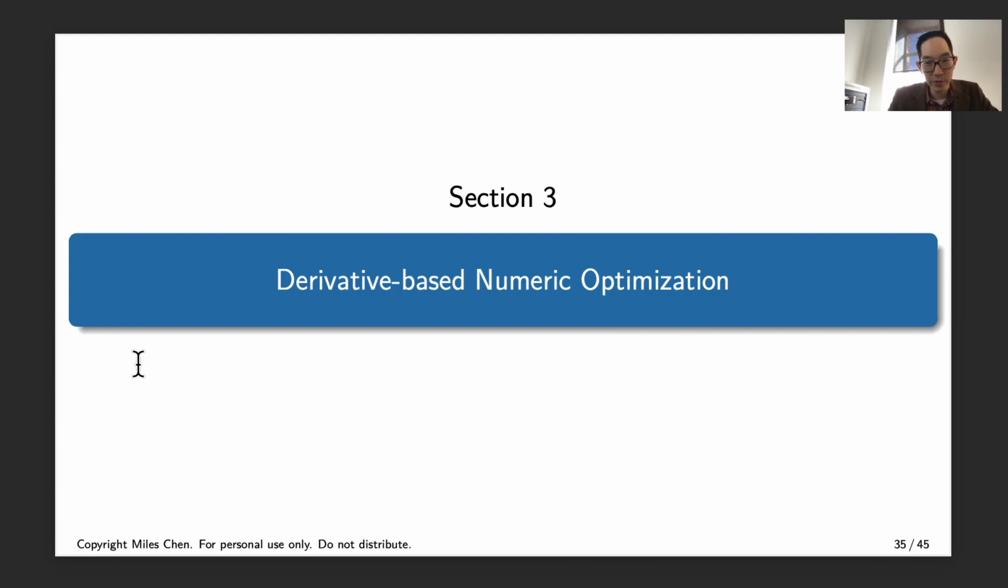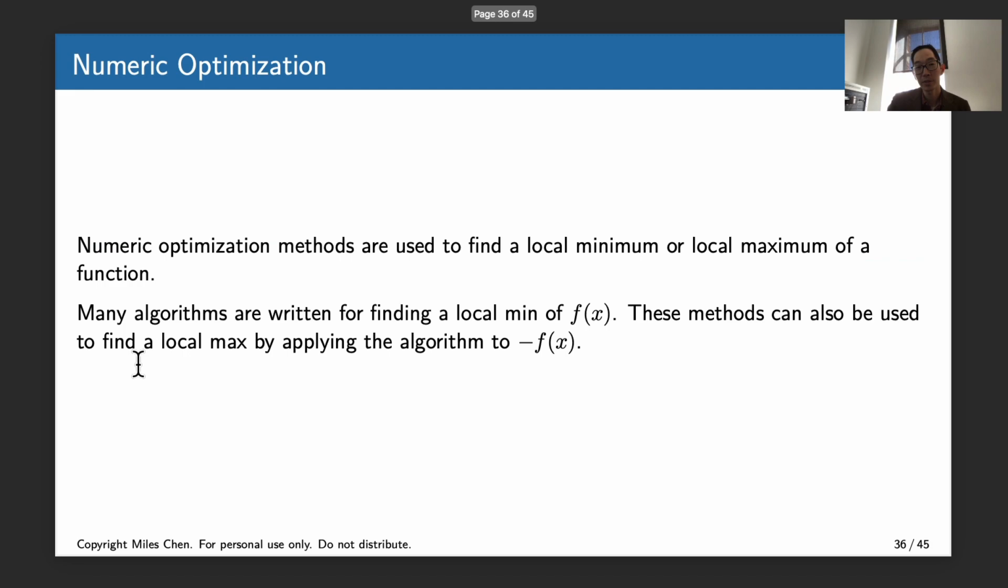Okay, derivative-based optimization. Now let's talk about numeric optimization. Our first class of numeric optimization is just going to be based on derivatives, okay? A lot of things, like in machine learning, even in just basic statistics, can be turned into little optimization problems. Optimization problems are when you try to find the local min or local max of a function.